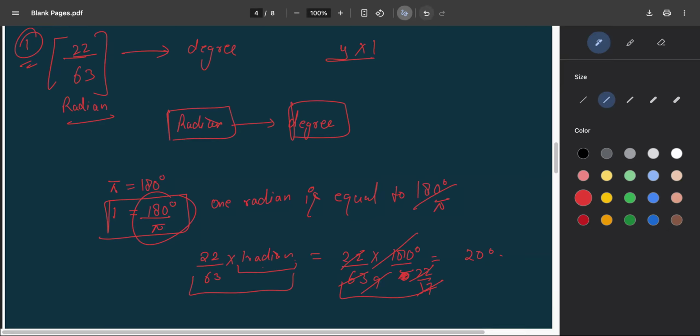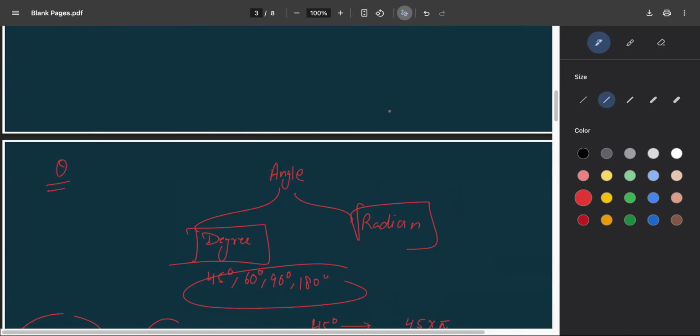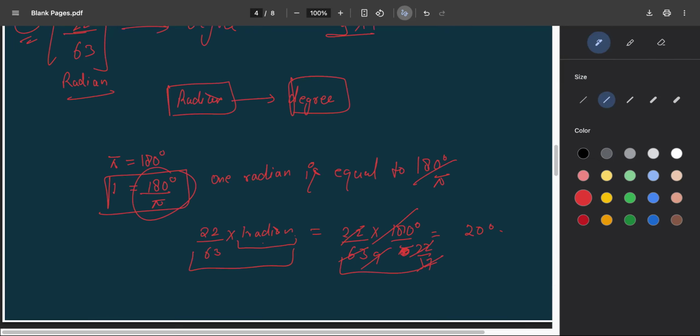So here we started by saying there are two ways to measure an angle, right? One is degree, one is radian. We have not gone very deep about this degree and angle. In general, if I ask you what is an angle, so angle is basically the measure of rotation. So what is that rotation?